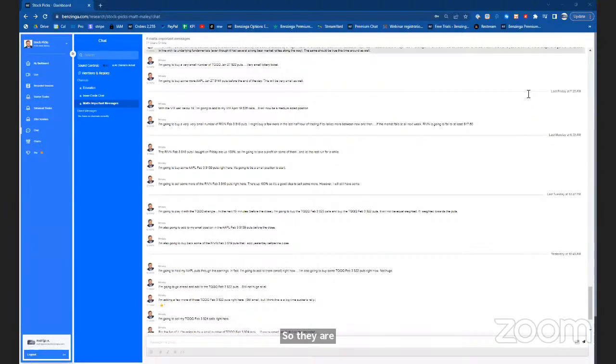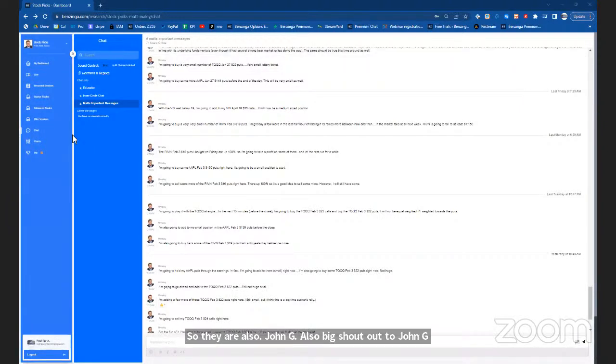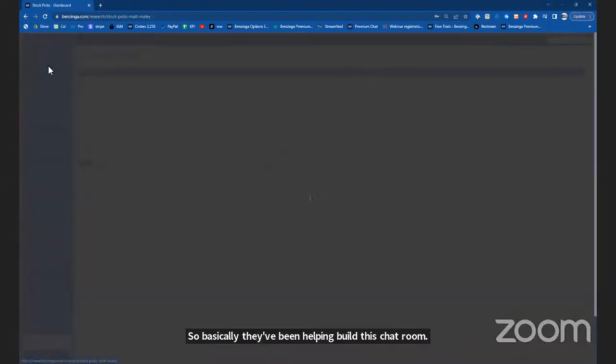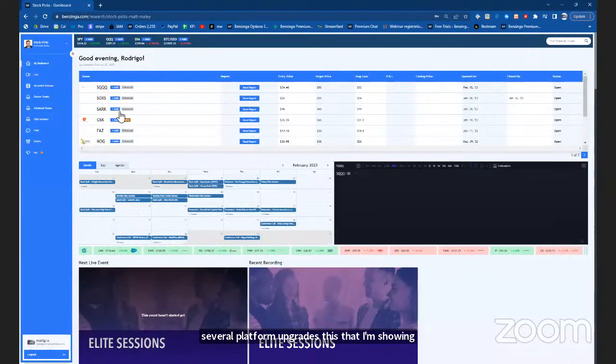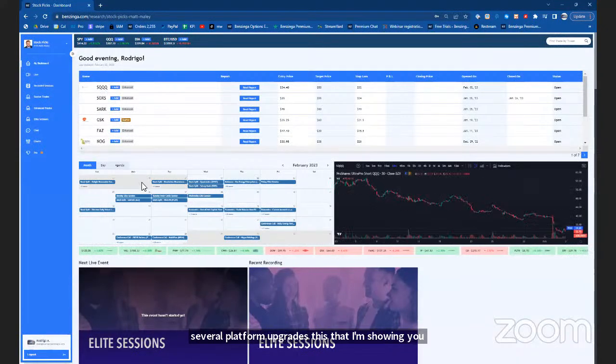Basically they've been helping build this chat room, and I'm telling you, it's come a long way. When I launched this, it did not look like this at all. So there's been several platform upgrades. What I'm going to show you in a bit is the dashboard, where you can get the trades from Matt.